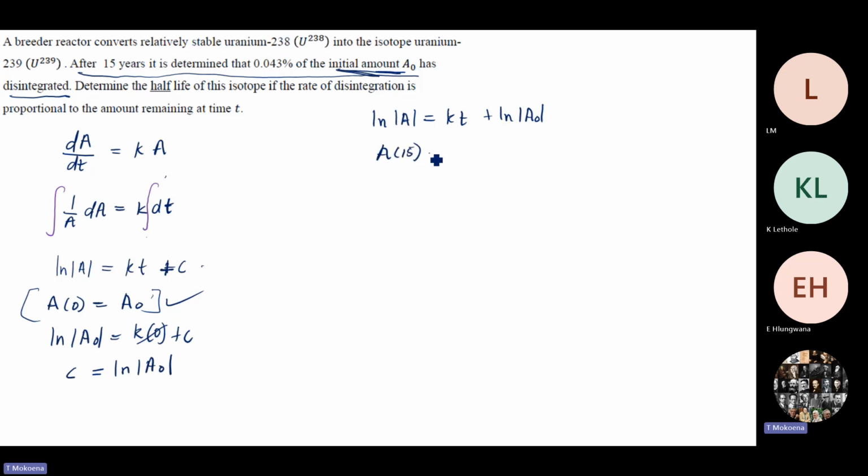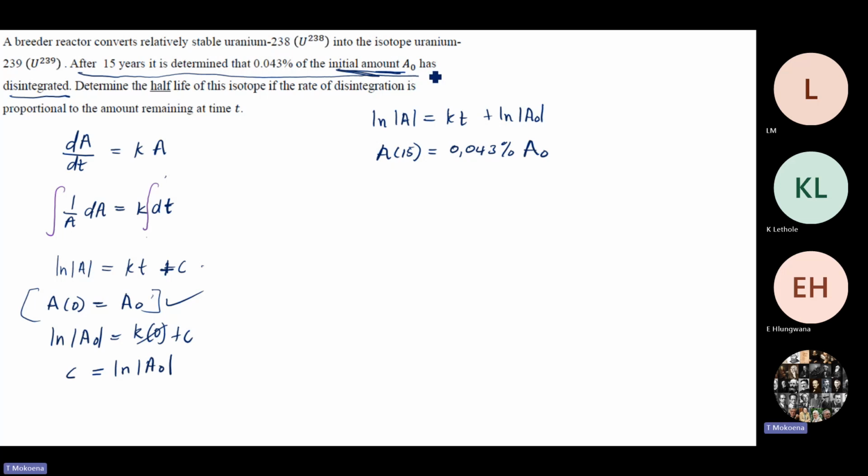You don't have to panic, or you don't have to stress yourself. Take it as if you're a mathematician. You are not a radiologist or whatever. So A at 15 is equal to what? They said at 15 years, it is determined that we had 0.043% of the initial amount of our isotope.